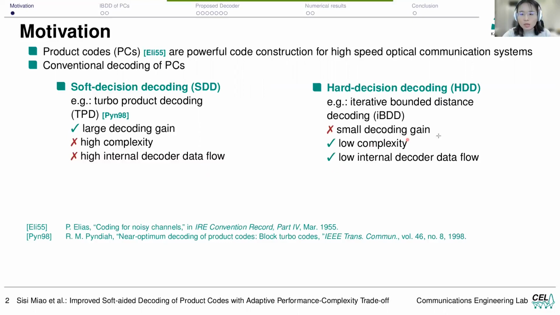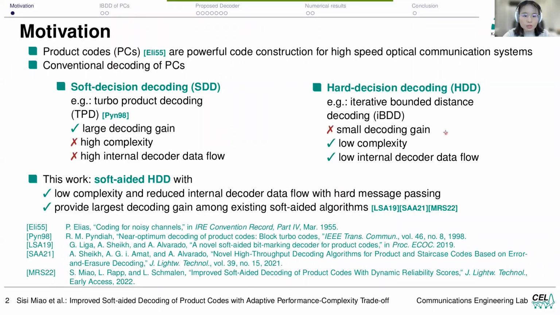And on the other hand, we have HDD, mostly referring to the iterative bounded distance decoding, IBDD, which has a much lower complexity and only passes hard messages, but the decoding performance is much worse than the soft decision decoding. So what we are trying to do here is to look at something called soft-aided HDD. So we try to keep the low complexity and low internal decoder data flow as in the IBDD, but we try to approach the SDD performance.